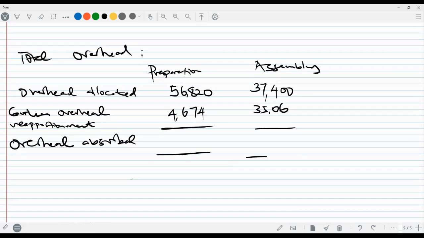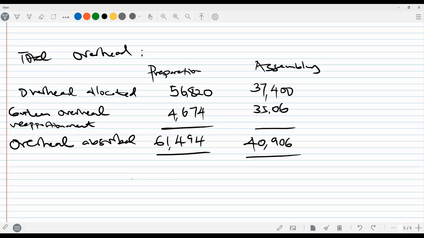Is that much for the preparation and for the canteen? 61,494. And for the assembly? 4906. Therefore, the total overhead to be allocated towards the assembly and the preparation is 61,494.